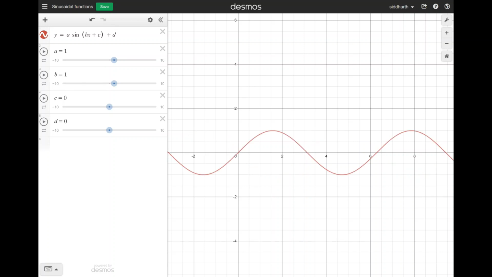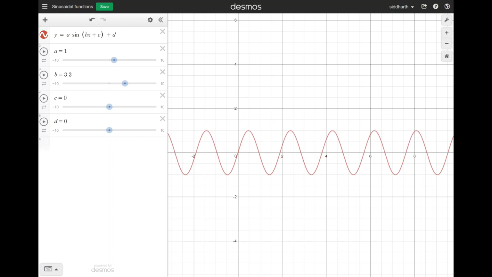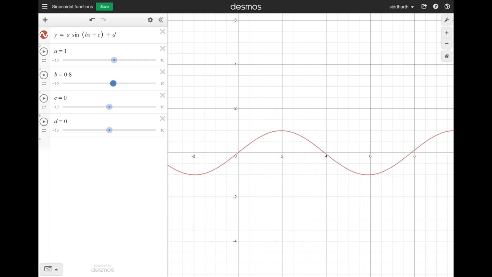Now let's look at what b does. When I increase the value of b, we can see that the graph repeats more often, which means that its period decreases as the distance between its peaks is reduced. And you can see that when I begin to decrease b, the distance between the peaks increases, which shows that the period will increase.